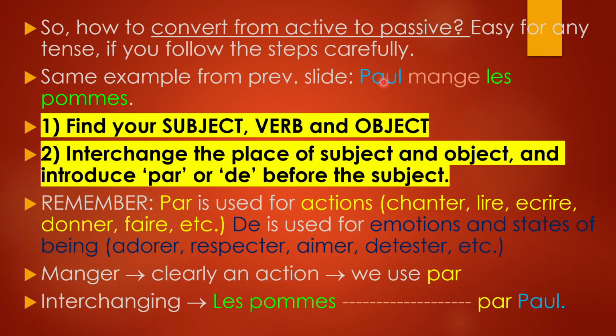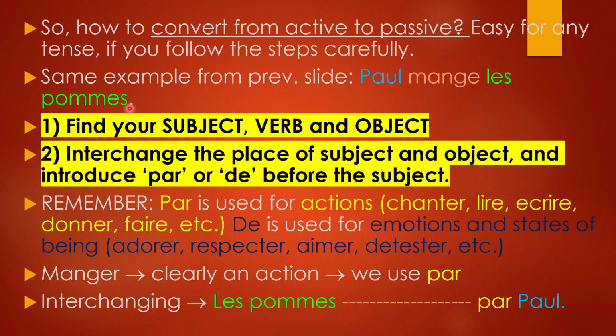Okay, where you have Paul as the subject, mange is the verb to eat, and les pommes is the object. So the first step is that you find the subject, verb, and the object. Paul is the subject marked in blue. Sorry, mange is the verb marked in pink. Les pommes is the object that's marked in green.